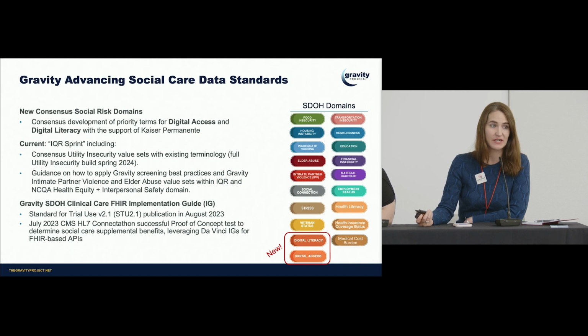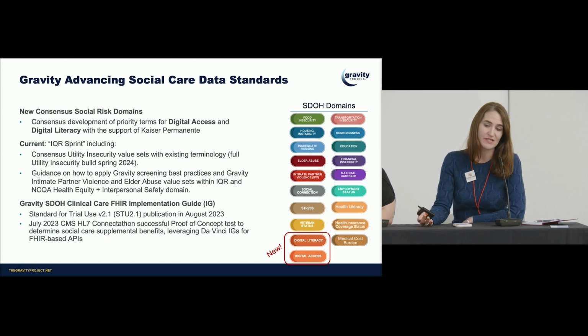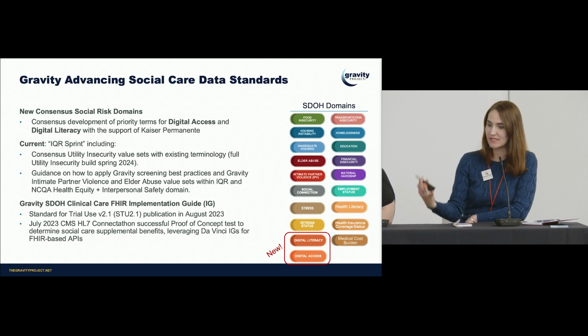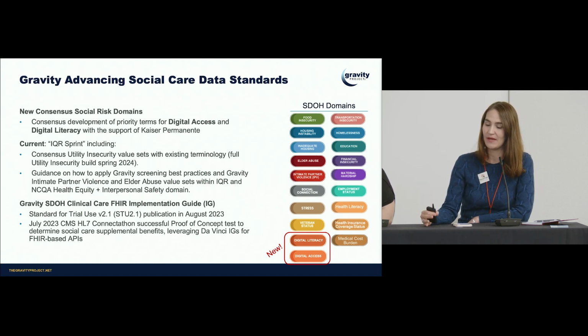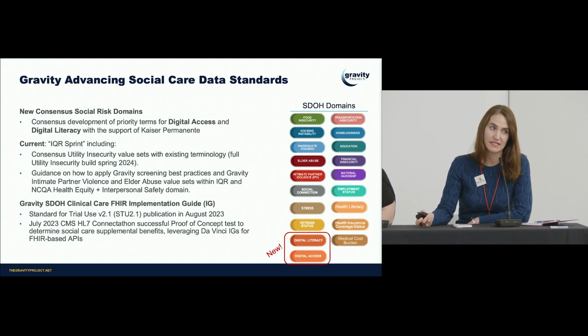So what did we do this year? Where were we in 2023? Well, we have now 19 social risk domains. When we say domains, it's actually very aligned with my fellow panelists. So housing instability, food insecurity, transportation insecurity are all long supported. I think we started with food 5 years ago. And this year we worked on digital literacy and digital access domains. Those are our newest, with the support of Kaiser Permanente.